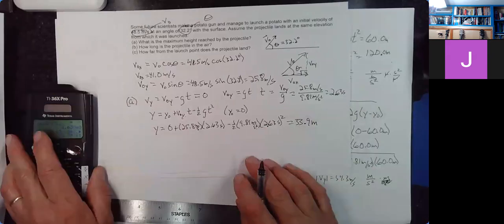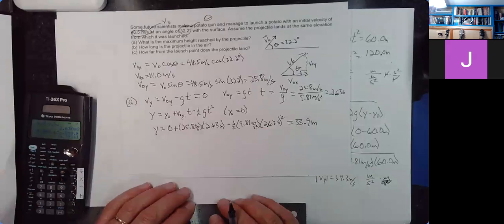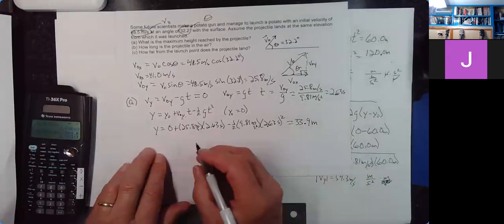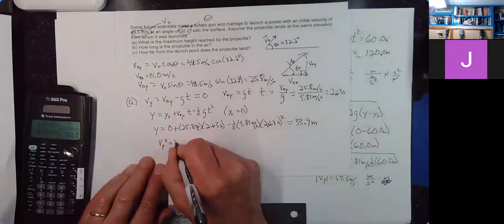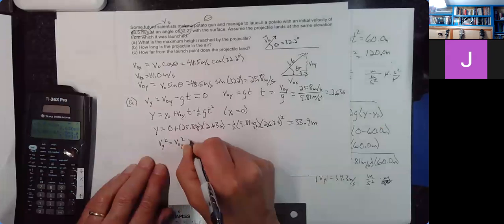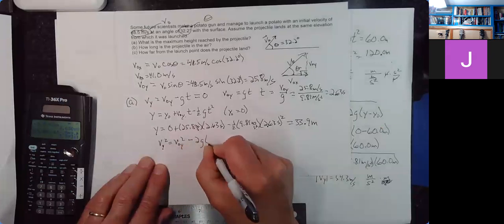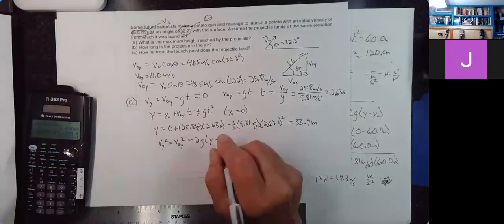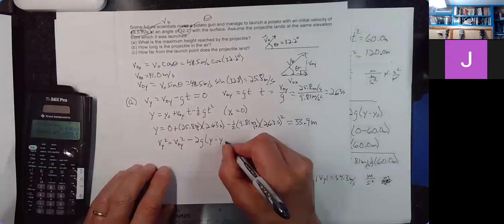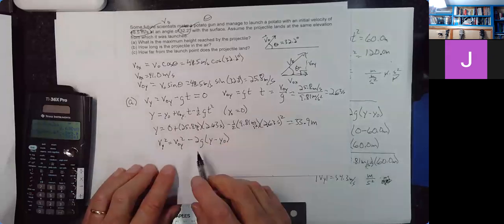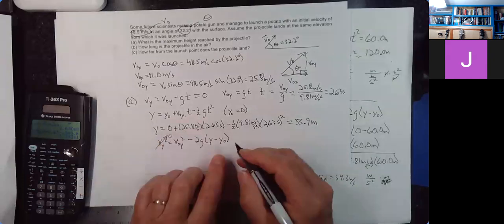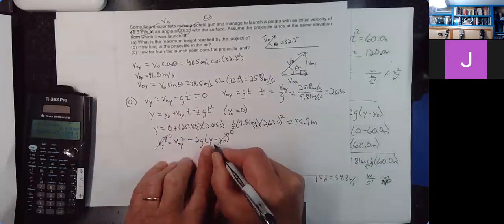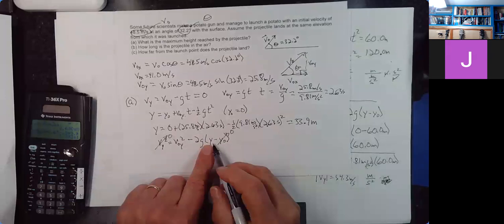Now, here's the other way that you could have done that. And maybe it's less work, maybe it's more, but you would do this. V sub y squared equals v naught y squared minus 2 times g times y minus y naught. Okay, well, let's see. V sub y is 0 at the top, so this is 0. Y naught is 0. Y is what we're after. What's the value of that at the top?